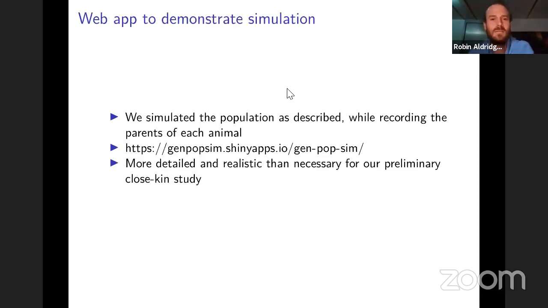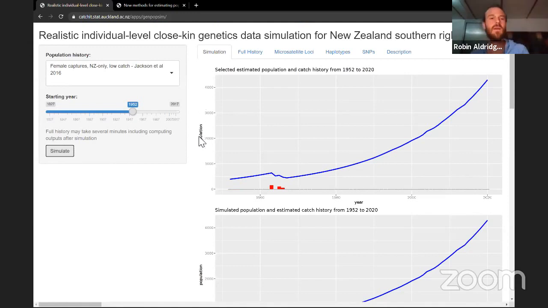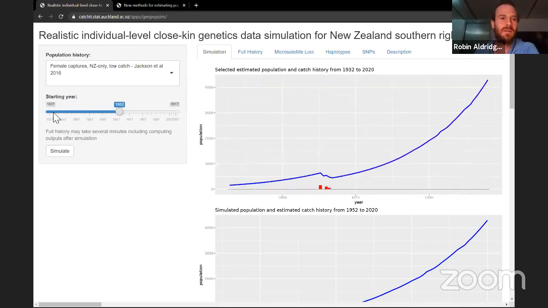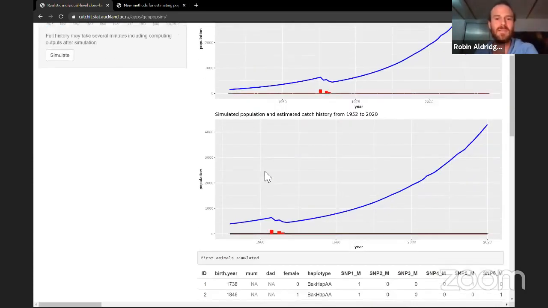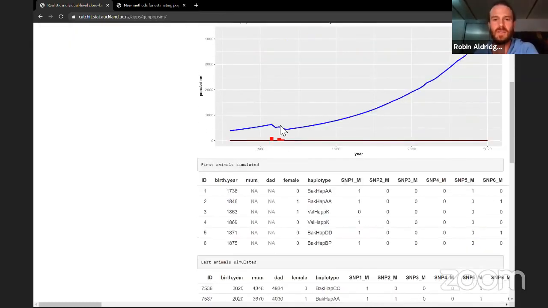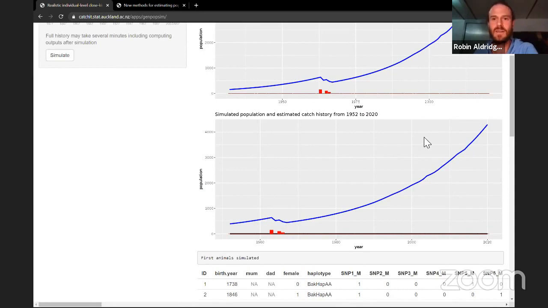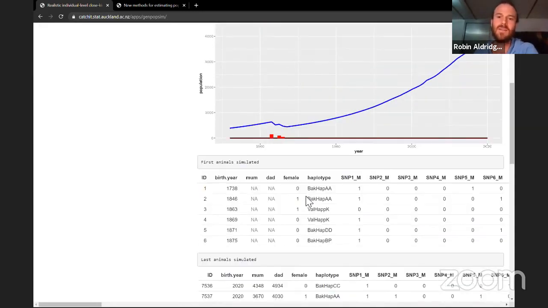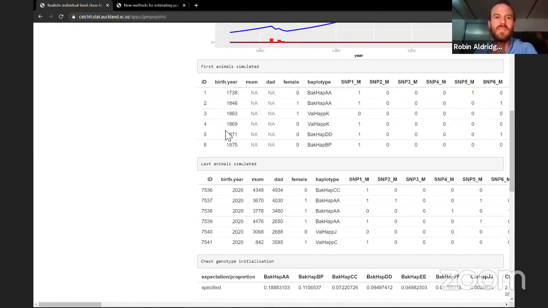We've got a web app to demonstrate the simulation, so I'll show that now. So you can choose whether you'd like to simulate the whole population history or just a part of it. The whole history takes a long time, so I've just simulated the last 70 years here. So you can see that the simulated population has followed the requested population history well in this simulation. You can see the first few animals simulated here, where the birth years, sex, and genotypes are all randomly initialized according to observed distributions. And of course, we don't know the parents of the first animals simulated.